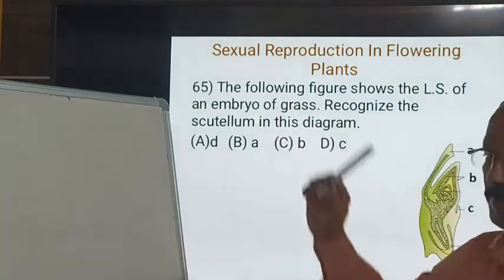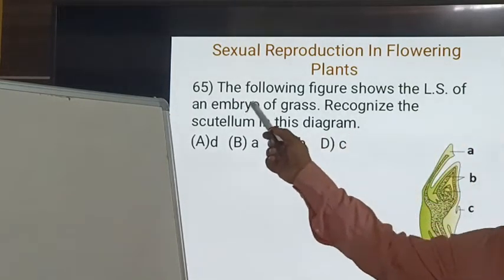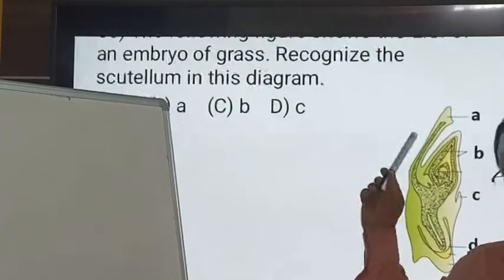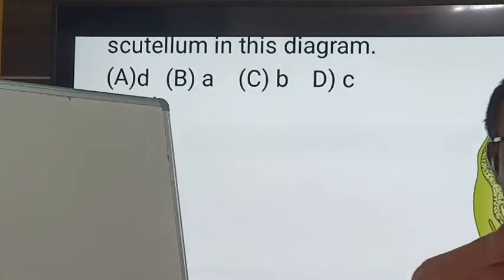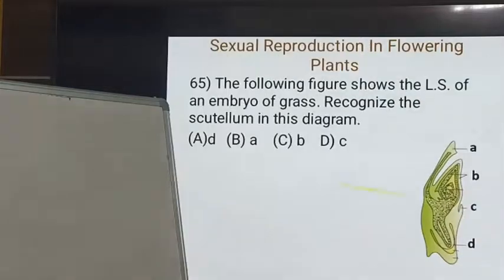Question number 65. The following figure shows LS of embryo of grass. Recognize the scutellum in this diagram. See, even in theory, this figure is most important. They have given the figure of the embryo of grass. In the embryo of the grass, there is a single cotyledon, which we call the scutellum.